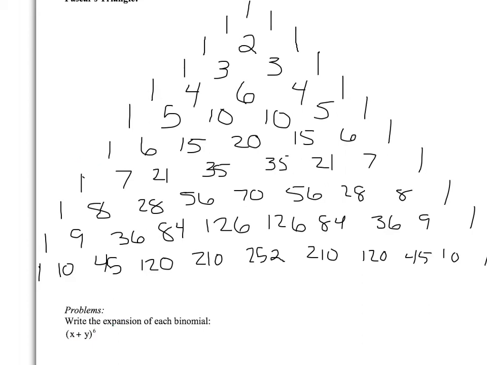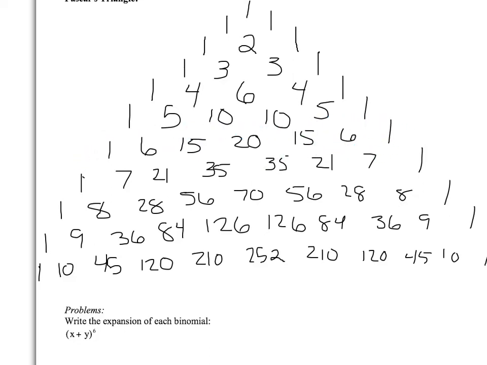One thing I do have to mention is this top one is considered row 0. This is row 1, 2, 3, 4, 5, 6. You know which row you're in by looking at the number after the 1. That tells you which row you are in. So we are in the 6th row. We are going to use every number in the 6th row for this.